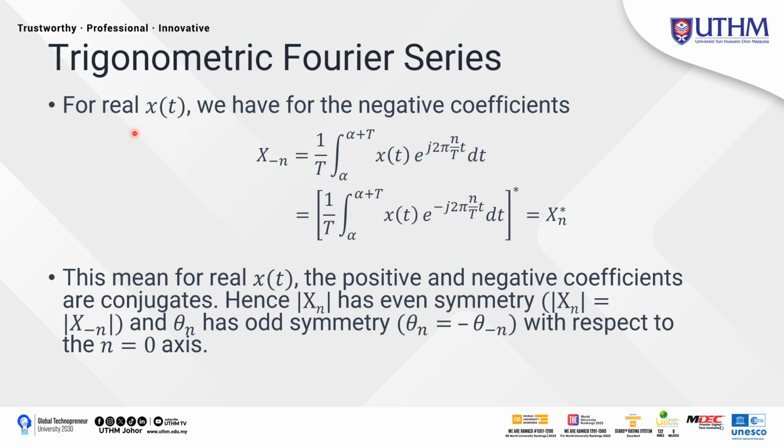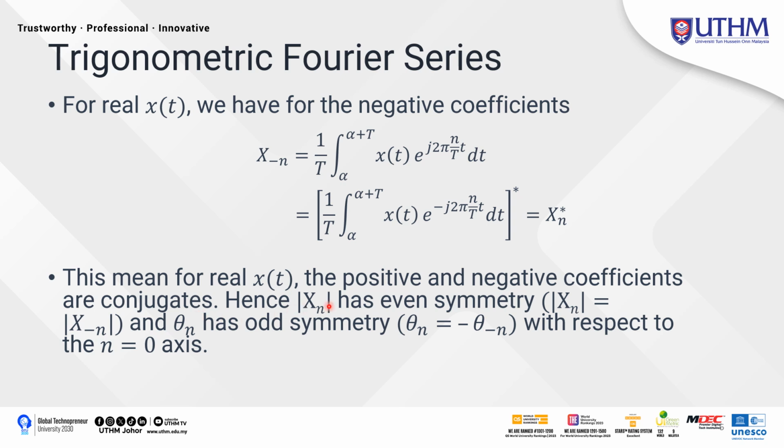For a real signal x(t), we have the negative coefficients. X negative n equals 1 over T integration of x(t) multiplied with e to the power of j n omega t dt. So this x negative n is also equivalent to xn conjugate. This means that for a real signal, the positive and negative coefficients are conjugates. Okay, conjugate means they mirror each other in terms of magnitude but might differ in phase angle.